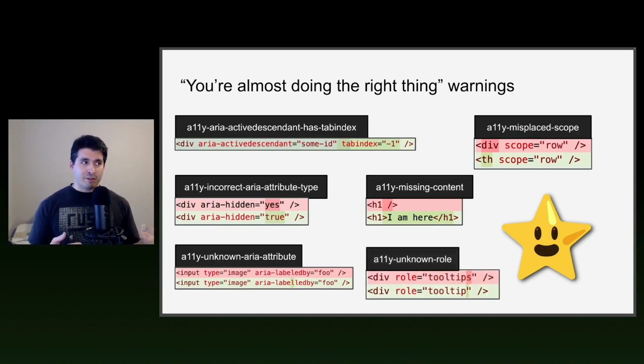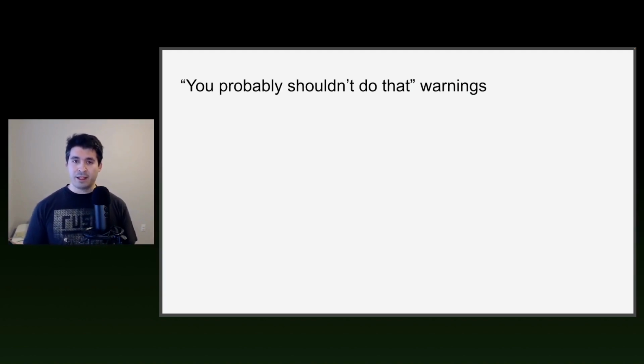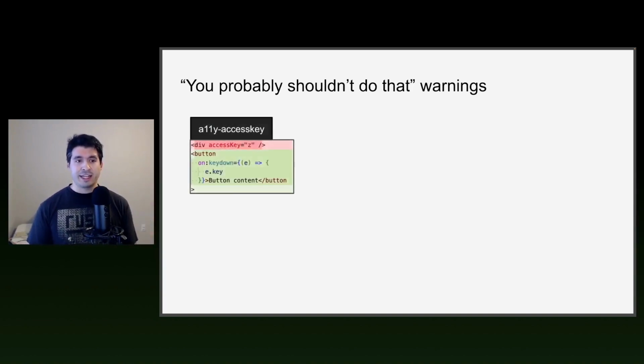Among the list of roles that are possible, it won't let you mistype or misspell something, such as tooltips plural should be tooltip singular. The next category is "you probably shouldn't do that" warnings, and these are a bit more aggressive and related to the previous examples, such as a11y access key. You may not even know what this is, because I didn't know what this is either. Access key is a somewhat obsolete attribute that sets key bindings to something. It's much better to actually use a button and set your own custom key downs.